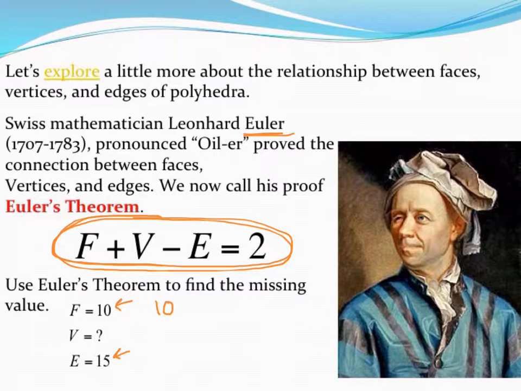So the faces plus the vertices, which I don't know, minus the edges, always has to equal 2. So if I combine some like terms, I get v minus 5 has to equal 2, and solving by adding 5 to both sides, I come up with 7 vertices. So whatever this polyhedron is, it's got to have 7 vertices according to Euler's theorem.